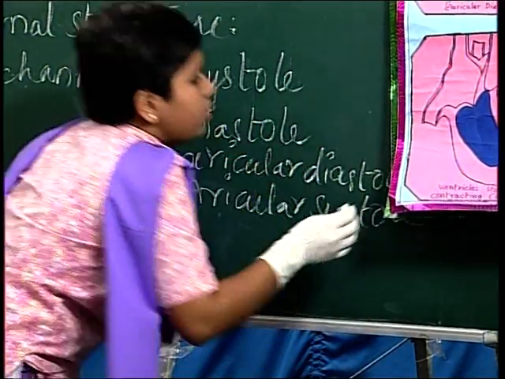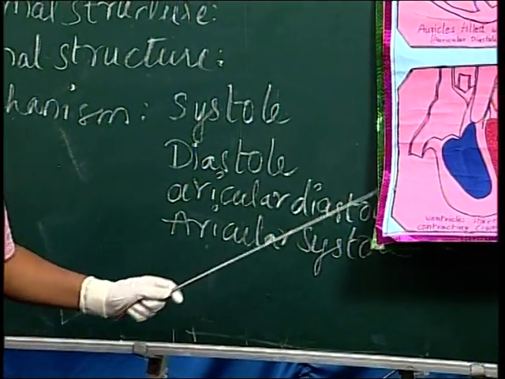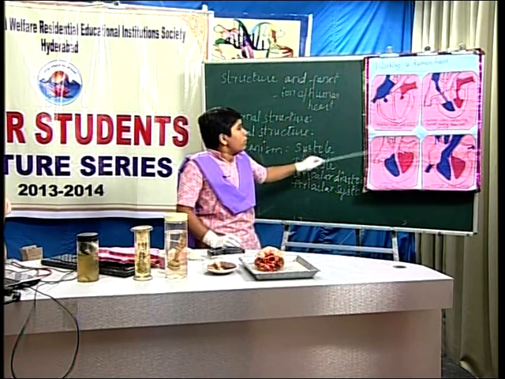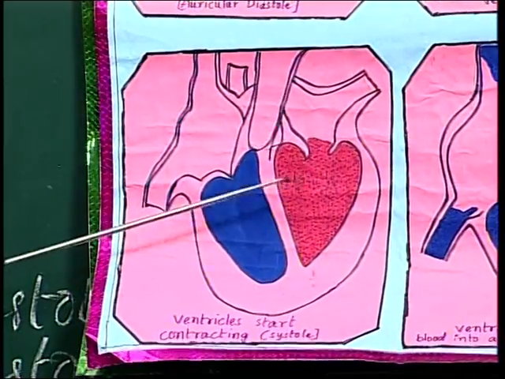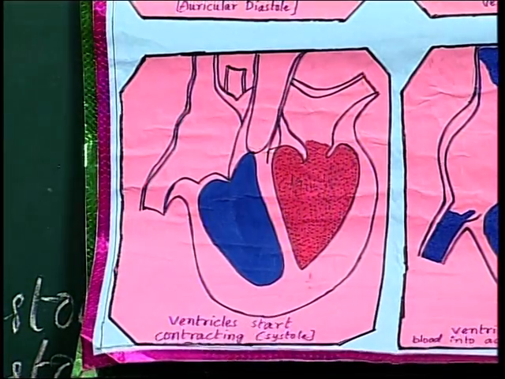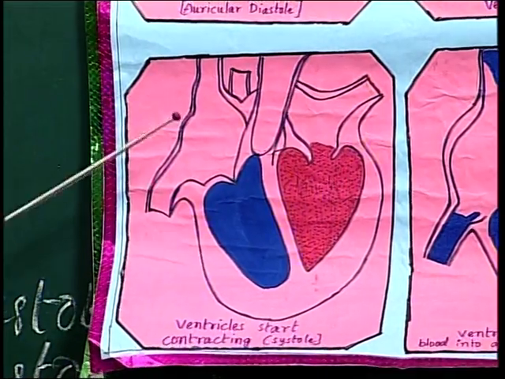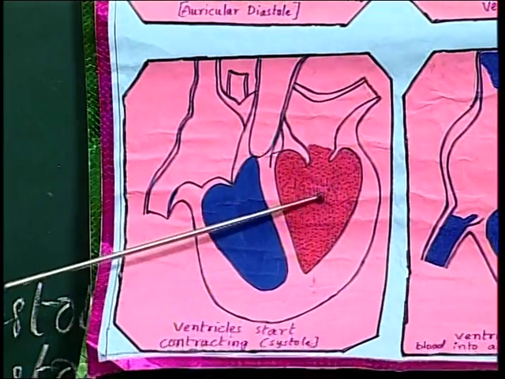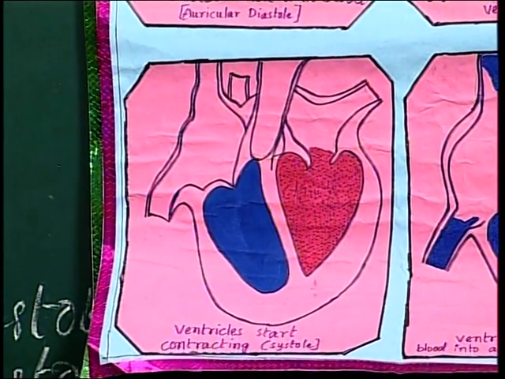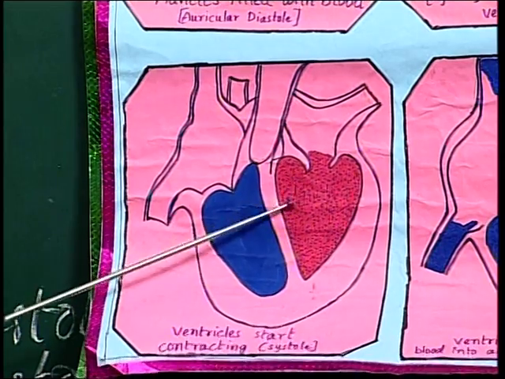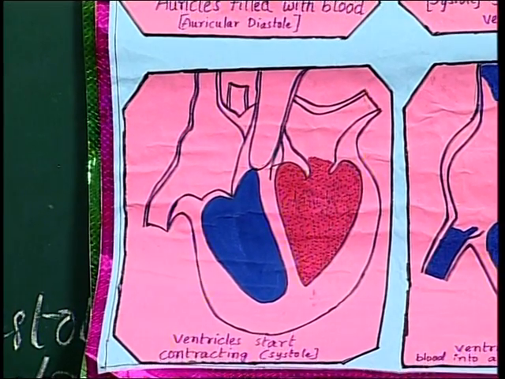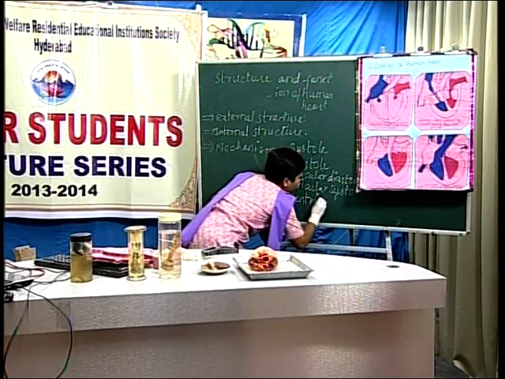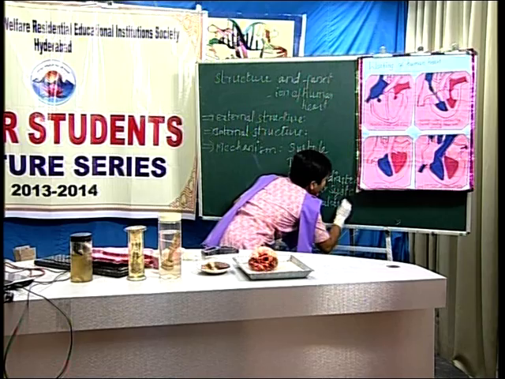Auricular systole. So, after that, the blood enters into the ventricles from the auricles, and after the ventricles are fully filled with deoxygenated blood in the right ventricle and oxygenated blood in the left ventricle, they begin to contract. The ventricles also begin to contract, and that phase is called ventricular systole.